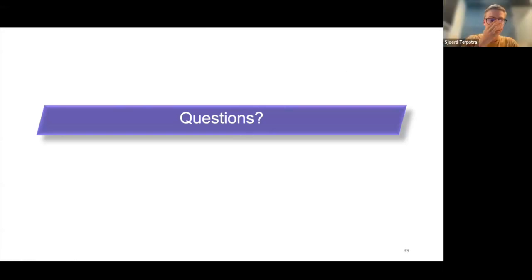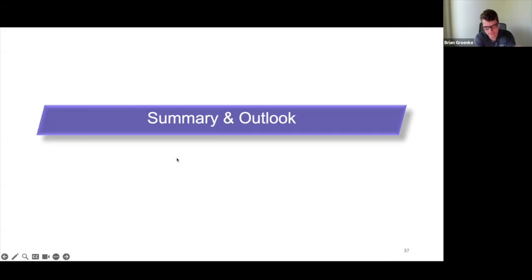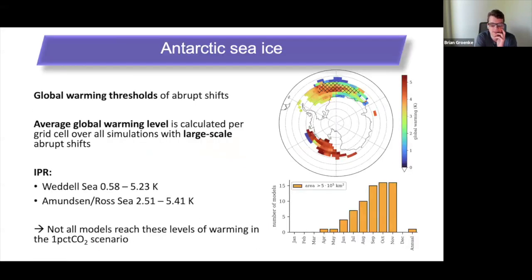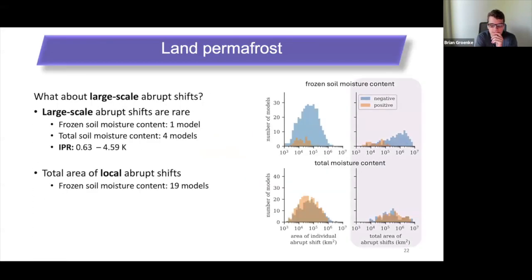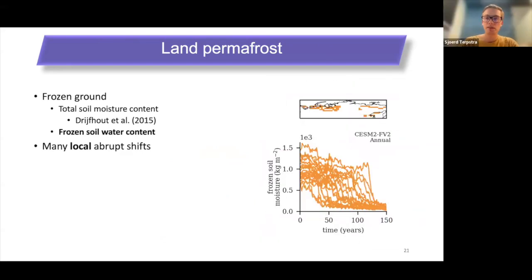Thank you. Could you go back to the slide on permafrost where you had the different trajectories? Yeah, one before that, I think. Yeah, here. Okay. So if I understood your conclusion here right, you see many local abrupt shifts in the frozen moisture content, rather than one kind of global shift. Is that correct? Yeah, exactly.